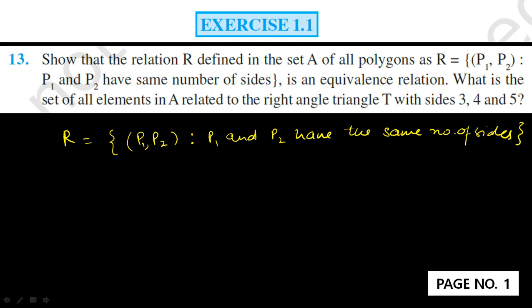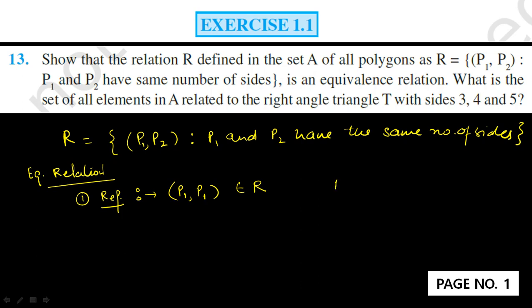Now, three conditions are required for an equivalence relation. First condition is reflexive. If I am talking about a reflexive relation, I have to take (P1, P1). This one clearly belongs to R because P1 and P1 are both the same polygon. Clearly, reflexive nature is true.